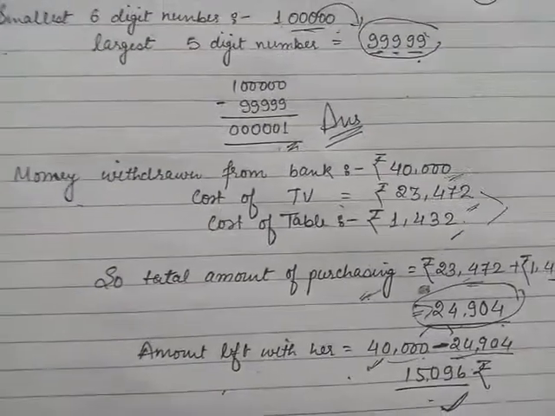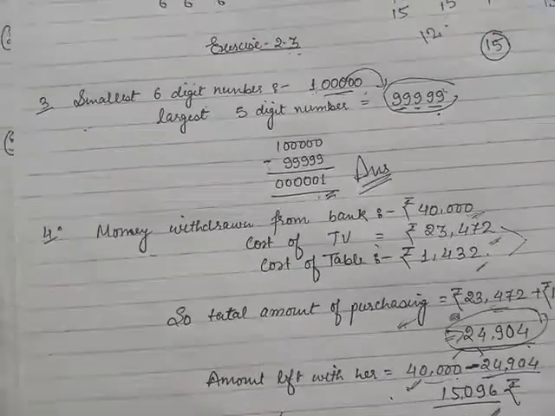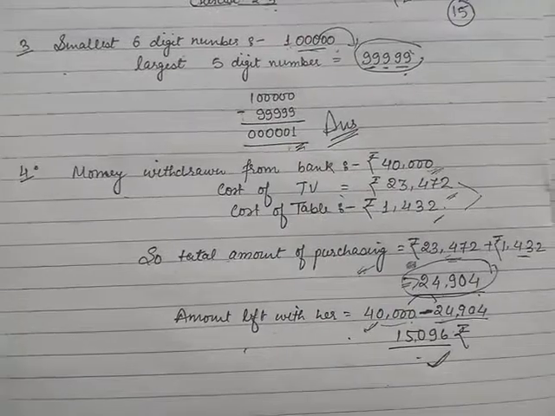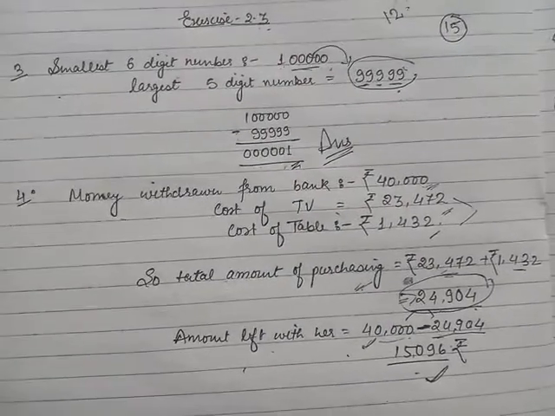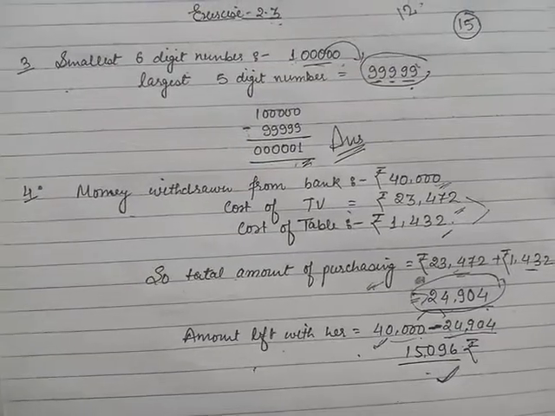So we have completed exercise 2.3 up to question number 4, and from question number 5 onward, the properties of multiplication, we will discuss all these in the next video.